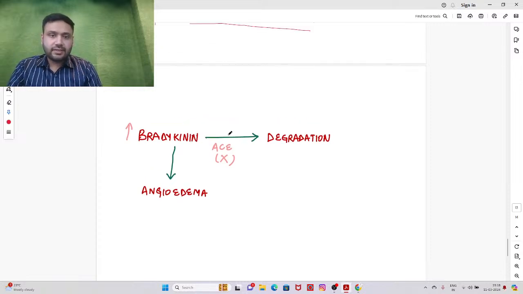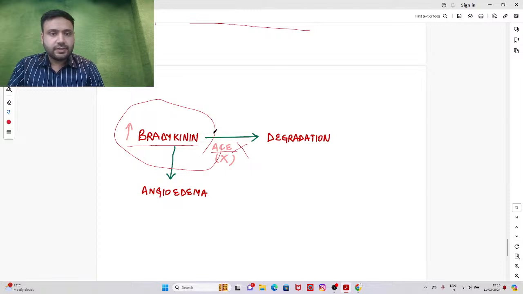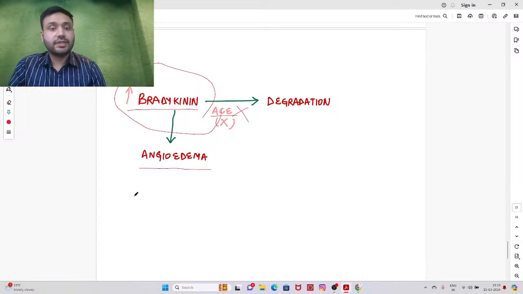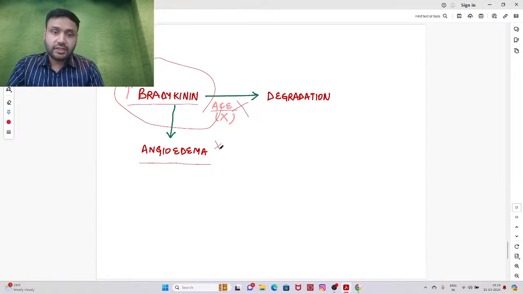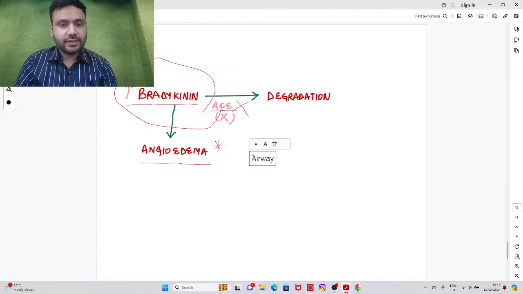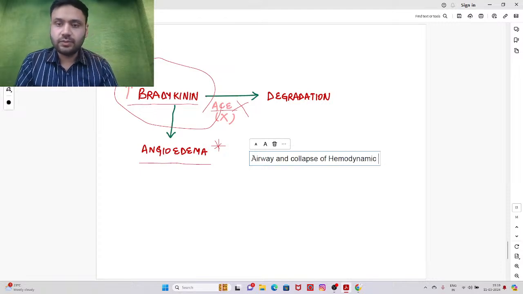Another effect: ACE inhibitors also affect bradykinin. Once you inhibit the ACE enzyme, bradykinin is no longer degraded and increases. Increased bradykinin causes angioedema. Angioedema in itself is a dangerous side effect, because it can cause airway compromise and collapse of hemodynamic parameters, leading to shock.